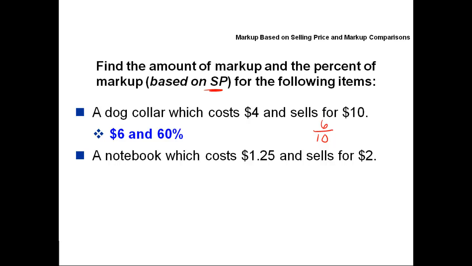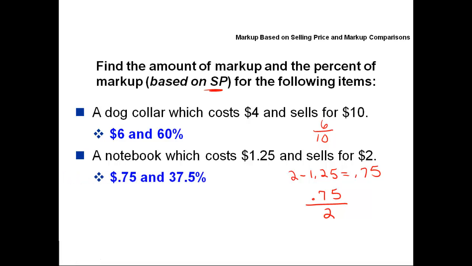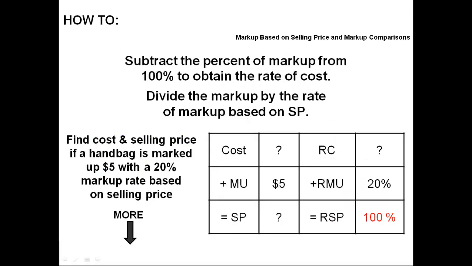A notebook which costs $1.25 and sells for $2. Again, we're just going to subtract to find the amount of the markup. And to find the percent of the markup, we simply take that amount and divide it by the selling price because we're now doing markup rates based on selling price. So we get 75 cents is the amount of the markup, and that represents a 37.5% markup.